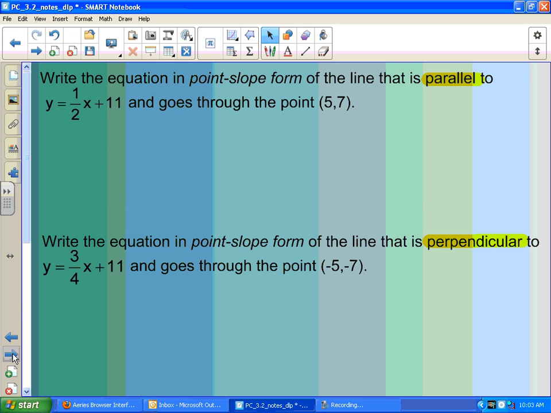All right. So all we need to do if we're supposed to write an equation that's parallel or perpendicular to one line is to find the slope of that line, and then either make it the same for the other equation that we're looking for, or make it the opposite reciprocal. All right, so in that first one there, we're going to go through the point (5, 7), and we're going to be parallel to y equals 1/2 x plus 11.